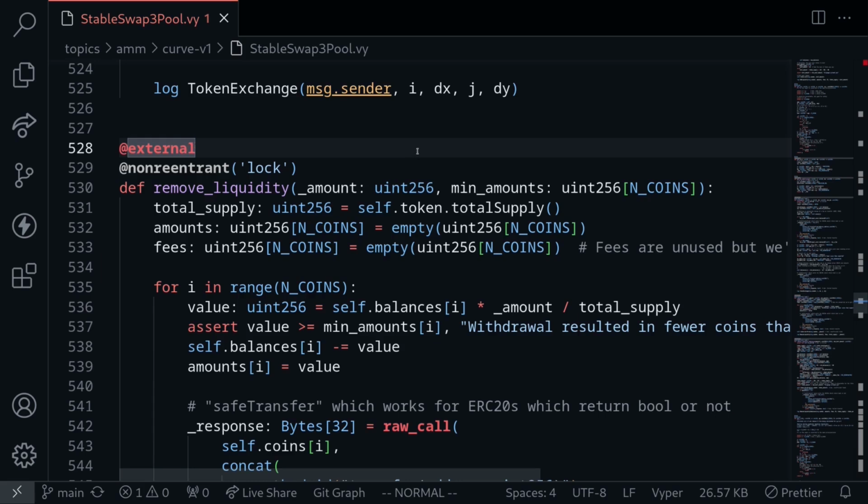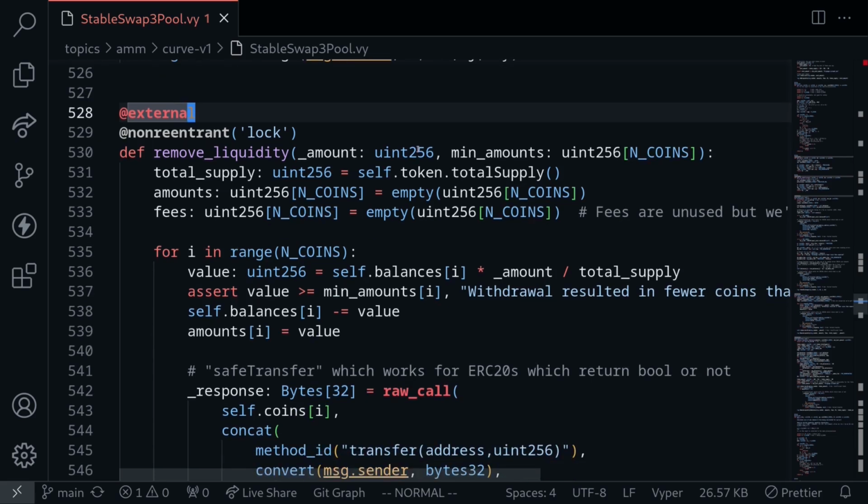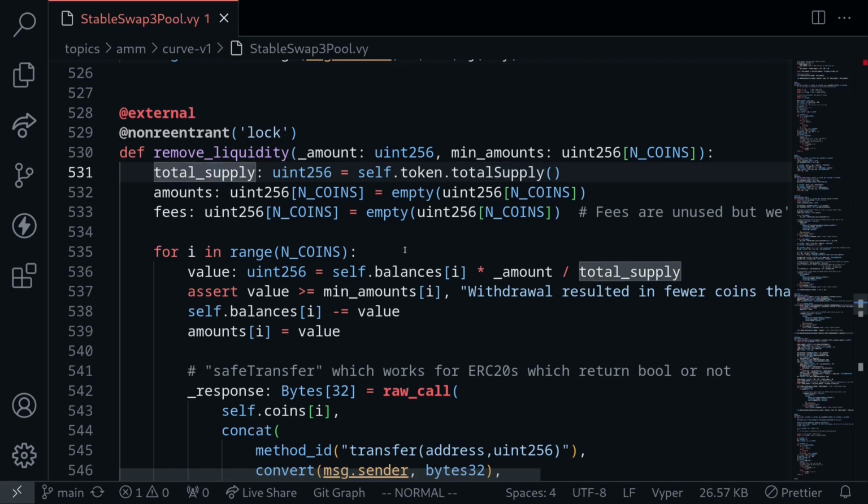Let's first take a look at the function remove liquidity. Again, as an input, it's going to take in the amount. This will be the amount of LP tokens to burn and the minimum amount of tokens to return. And what this function will do is it will take in your LP and then send you back all of the tokens inside the pool proportional to the LP tokens that you burned. First, it caches the state variable total supply. This will be the total supply of LP tokens, and then initialize the array called amounts and fees.